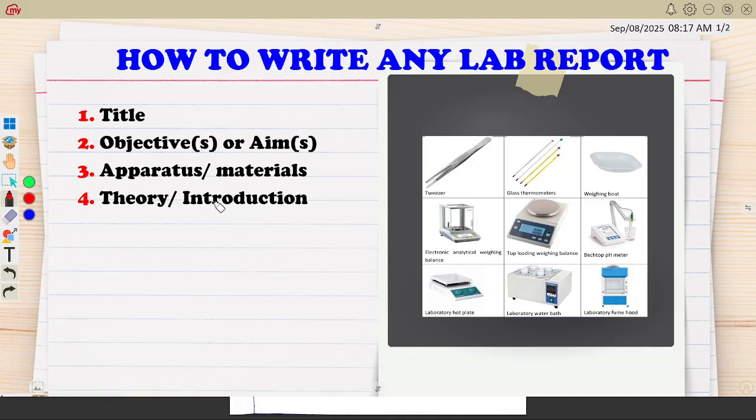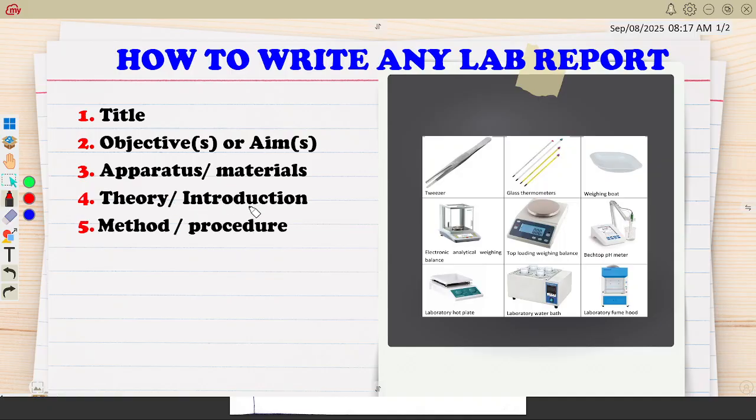So here you just give the details of the lab. It is more like you are now explaining the title. You give the definitions which are needed. You just give background information. So that's the theory. Some lab manuals will say introduction.